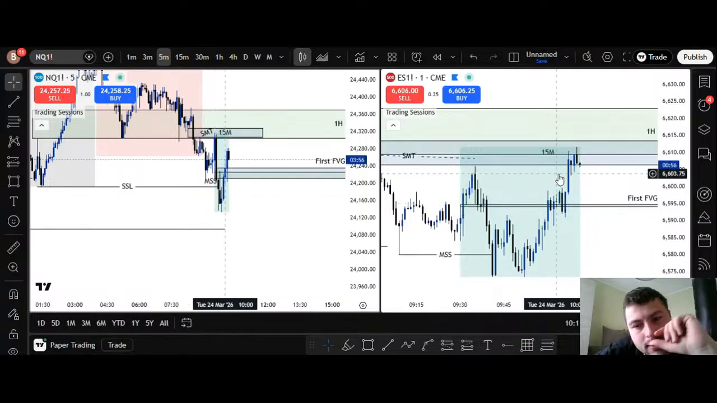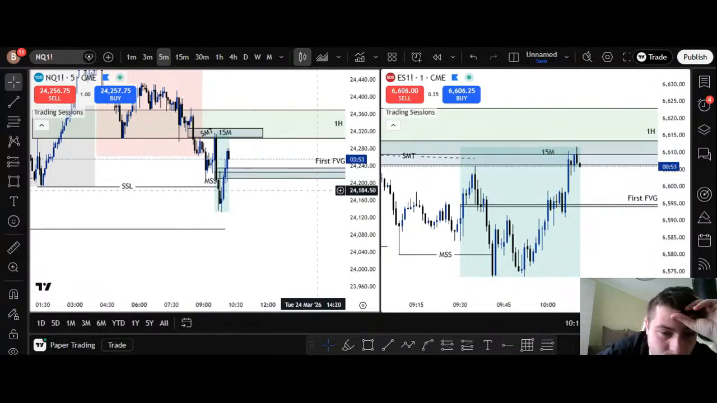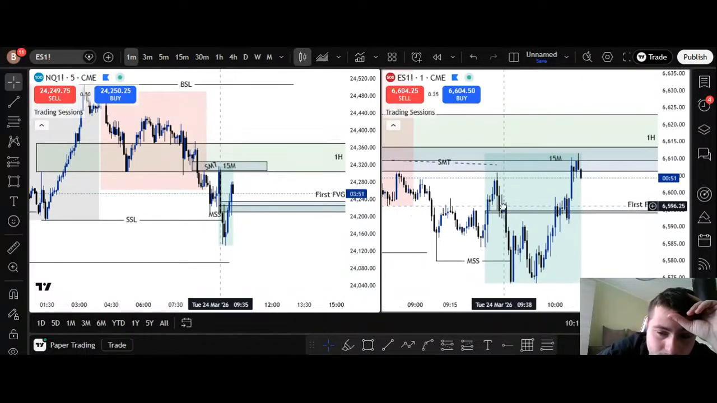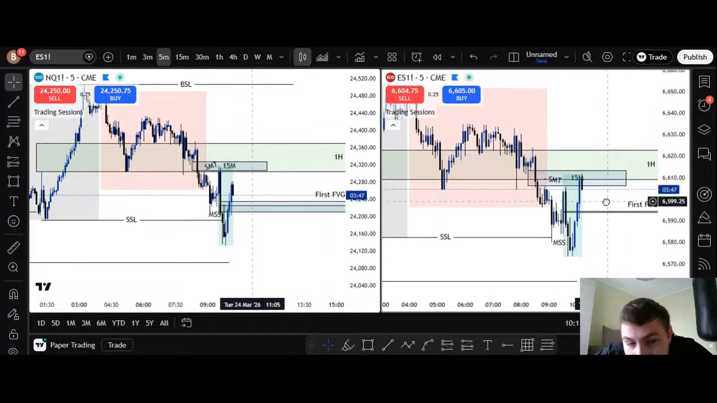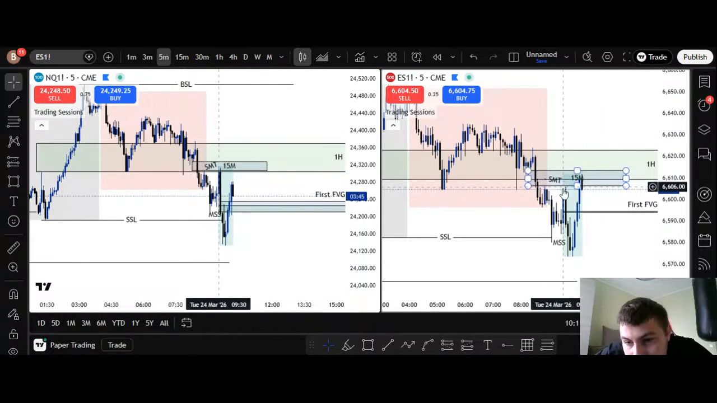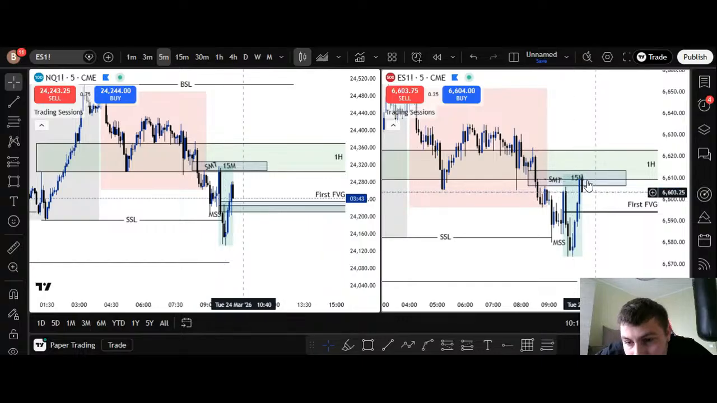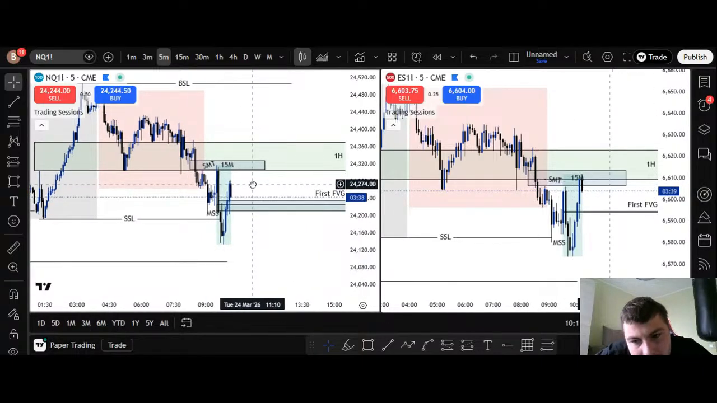Will I enter longs as soon as this 15 minutes is inverted? Not sure yet. I'm not sure yet, to be honest. But I can see this is my potentially market structure shift. If I can push higher from there, I can risk. I can try, I think.